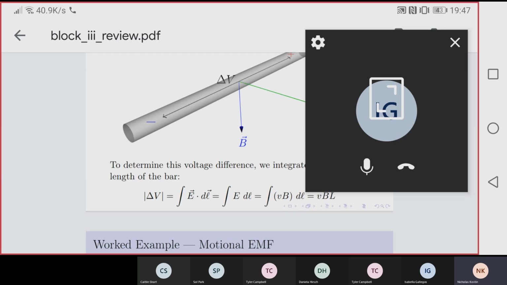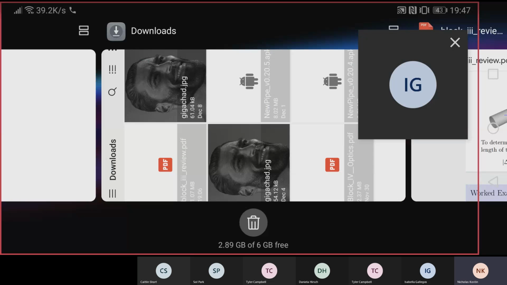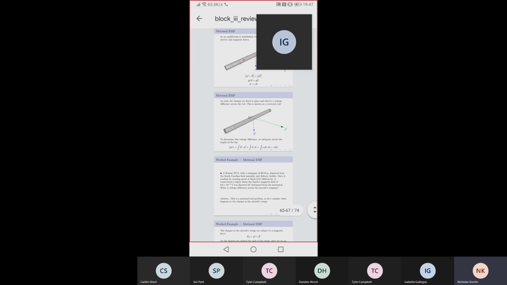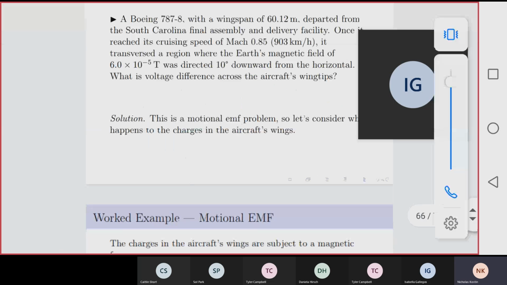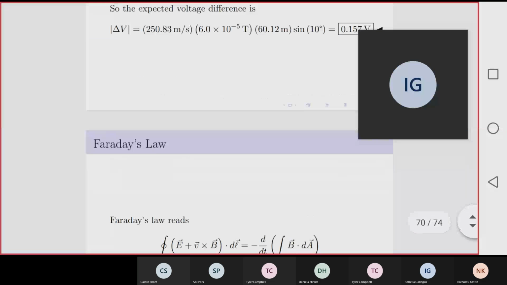How am I doing on time? And are there any questions? Okay. Let's see, right here. There's a motional EMF problem that we can look at later if needed.